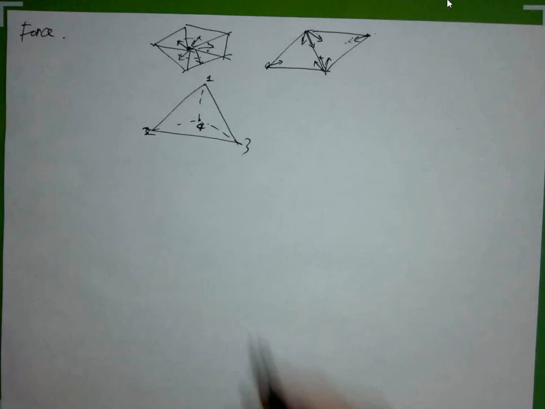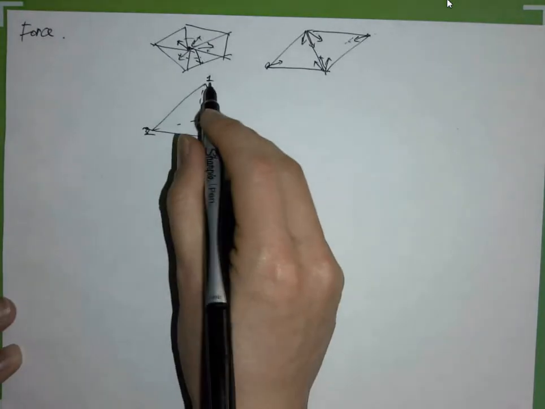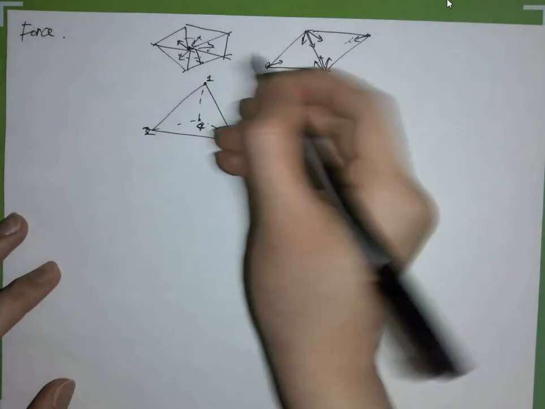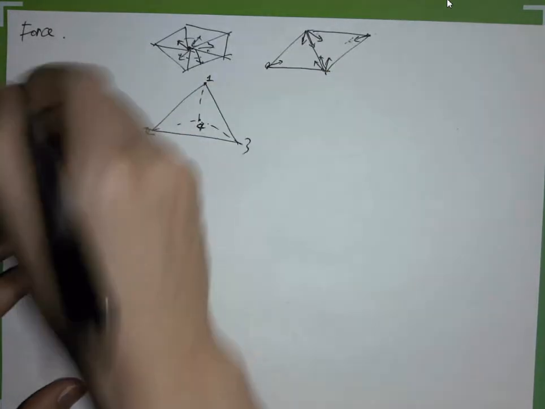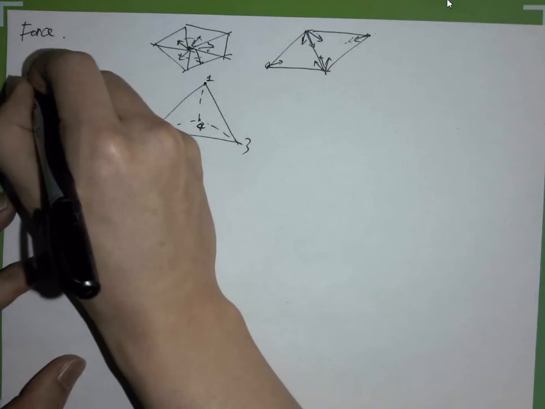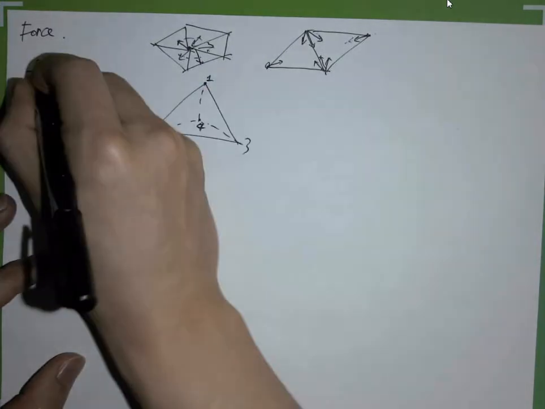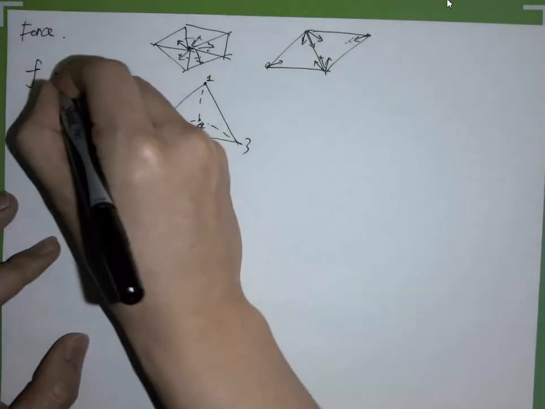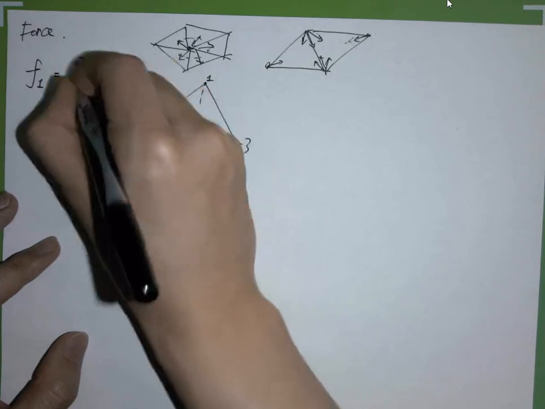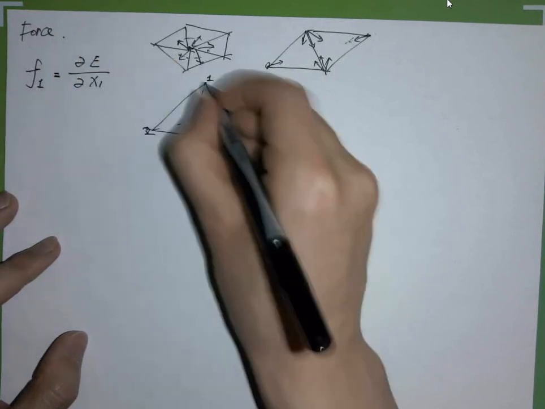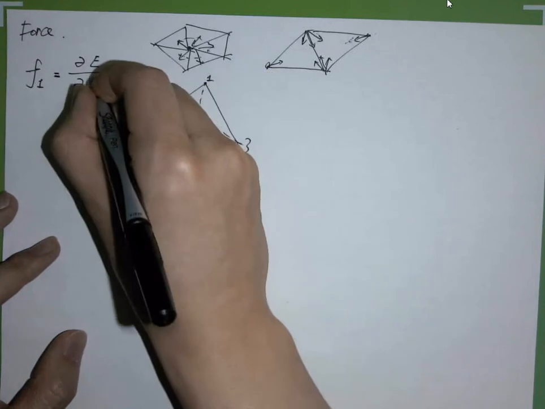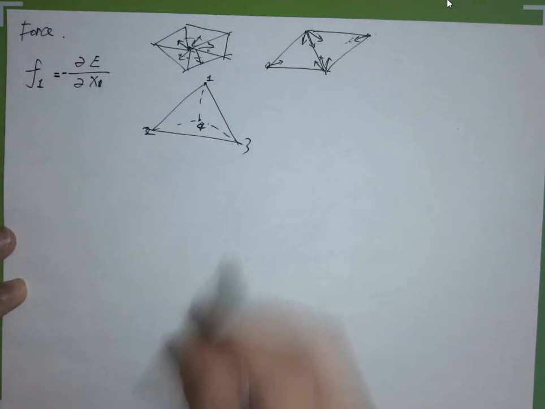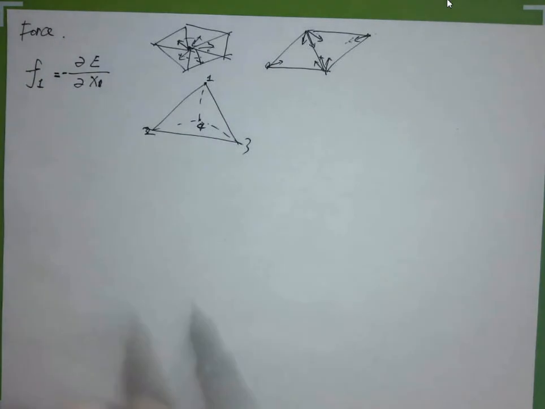Okay, so it has 1, 2, 3, 4 points. Let's think about the first point. If we want to compute the force at this first point, F1, it's actually the energy E with respect to x1, if this one has its index as x1, negative. Force is the negative of the gradient of the potential energy.